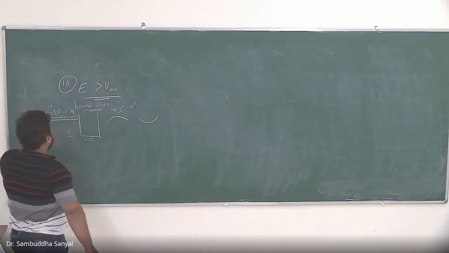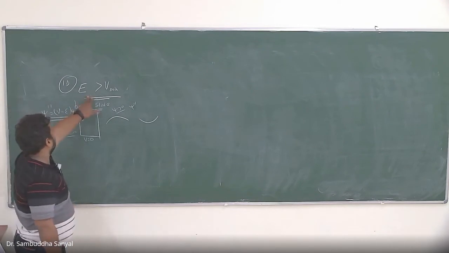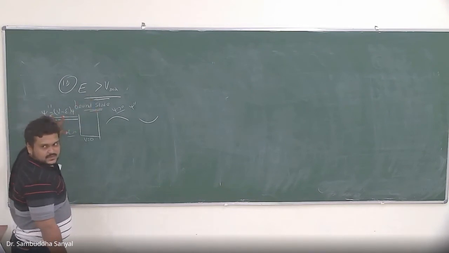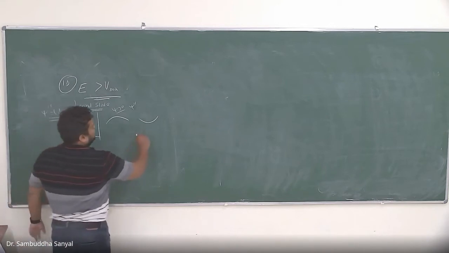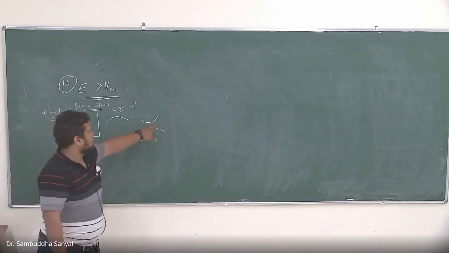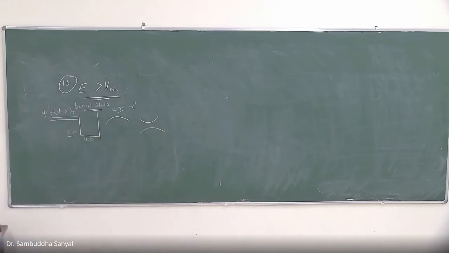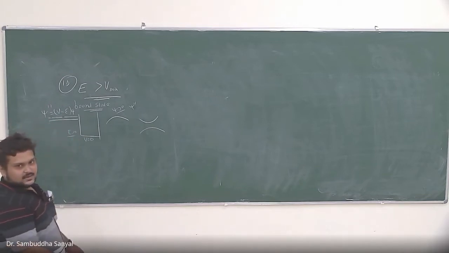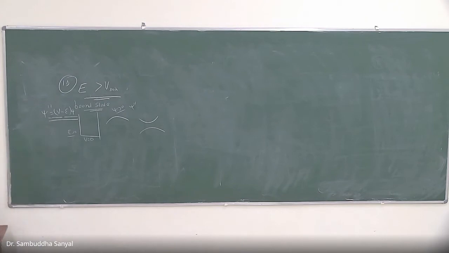So the idea is this: if this is true, then they have to have opposite curvature. If they have opposite curvature, then the function must look like this. And if it looks like this, it cannot be normalized. So if you want to normalize a solution, which you have to because it's a bound state, then you cannot allow such a solution which goes below V minimum.